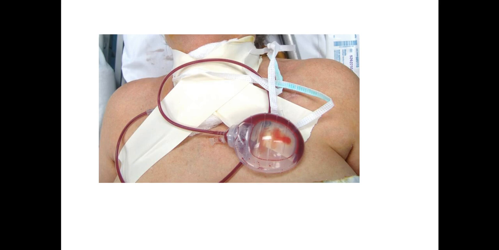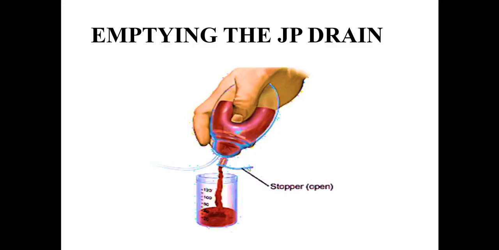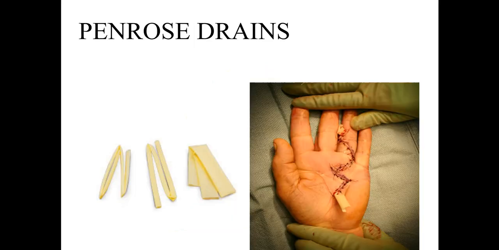That's how you empty it. You pop the top. You pop that stopper open, and then you measure the fluid, and then you create that vacuum. You put the stopper back in, and then if there's any drainage, it can collect with that vacuum inside of the drain.